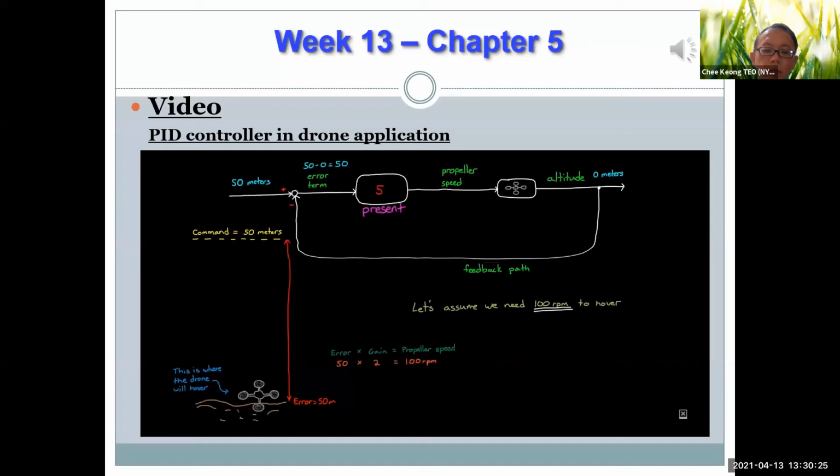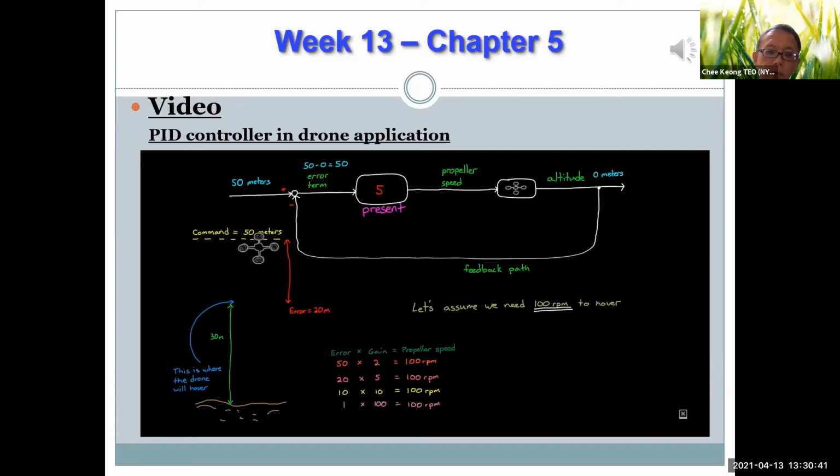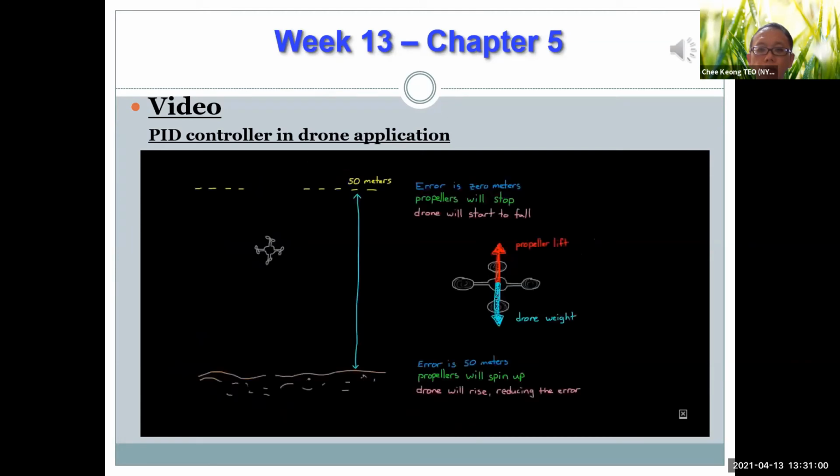However, if we increased the gain to 5, the drone would rise at first, but then stop at 30 meters, since the error at that point would be 20 meters, and 20 times 5 is 100 RPM. A gain of 10 would produce an error of 10 meters, and a gain of 100 would produce an error of 1 meter. And no matter how high we increase the gain, the error won't go away. It'll just get smaller and smaller with this system and a proportional controller. So we can see that a simple proportional controller doesn't work in every situation. It works with our walking example, but for our drone it created this constant error. This error is also called steady state error.